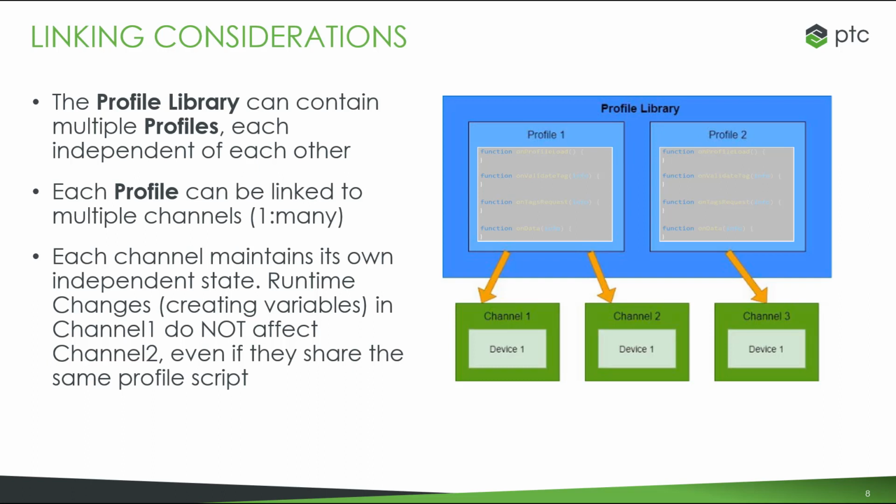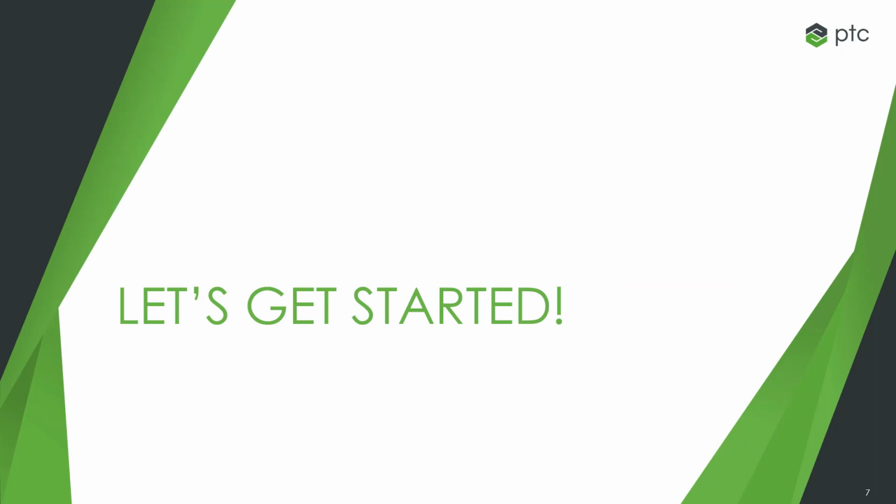Here are some considerations. The profile library can contain multiple profiles, each independent of each other. Each profile can be linked to multiple channels, in other words, one-to-many. Each channel can only be linked to one profile, in other words, a 1-to-1 ratio. Each channel maintains its own independent state. Runtime changes, such as creating variables, in channel 1 do not affect channel 2, even if they share the same profile script. Let's get started.